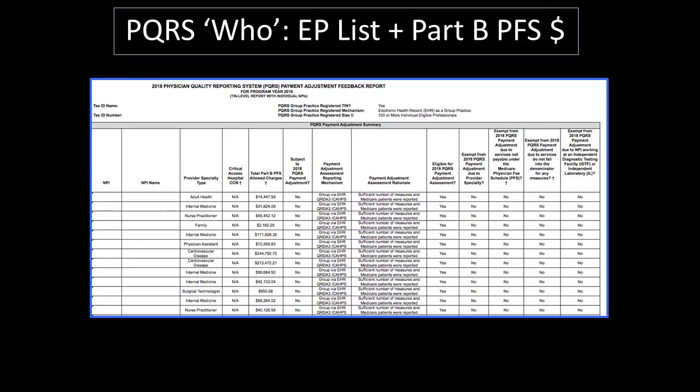So as we go forward, the first question that comes up is, well, who is in my tax ID number? Who does Medicare think I'm practicing with? How does this all work out? And this comes back in the PQRS report.